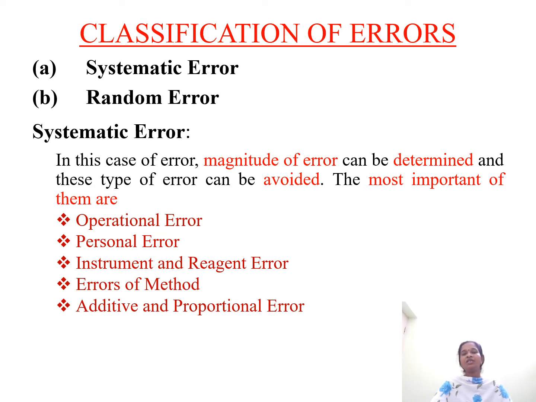Systematic error: in this type of error, the magnitude of error can be determined and this type of error can be avoided. The most important of them are operational error, personal error, instrument and reagent error, errors of method, additive and proportional error.